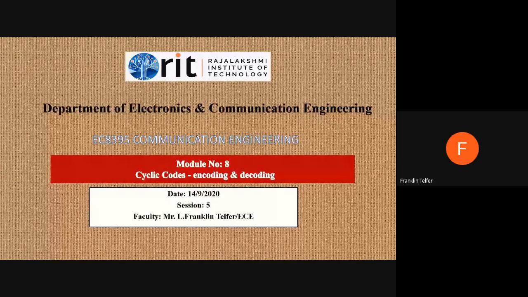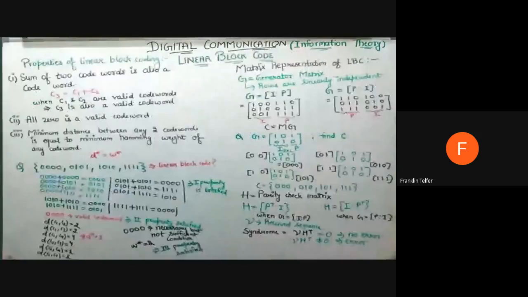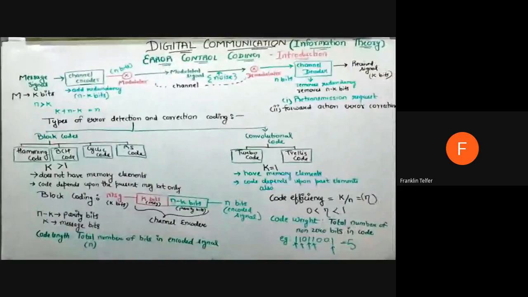Good afternoon, students. Today we will be seeing the concept of cyclic codes, encoding and decoding. In the previous class, we saw the concept of cyclic codes and error control coding, where we have block codes and convolutional codes. Under the block codes we have Hamming code, BCH, cyclic, and RS codes, and convolutional, turbo code and trellis code. So, in your syllabus, we have cyclic codes and the convolutional code, that is the trellis code.